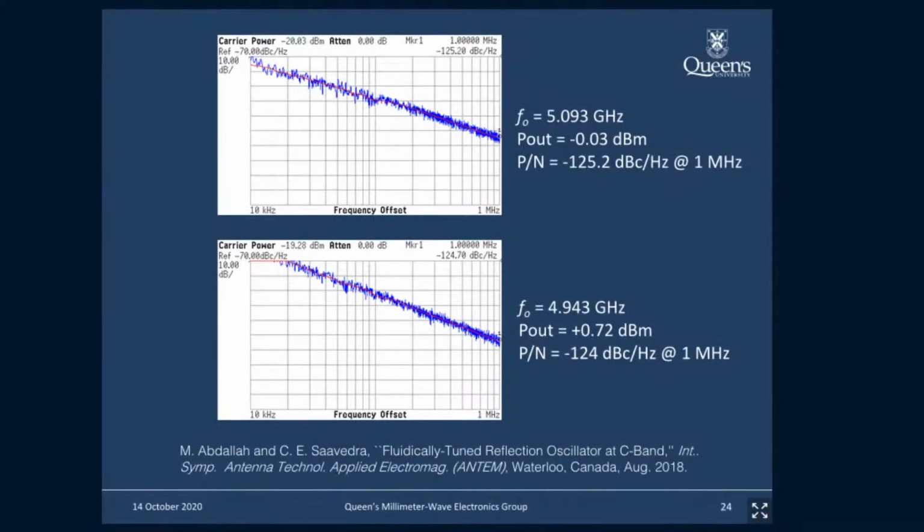And then here is the measured phase noise without water droplets at the free running frequency, 5.09 gigahertz. The phase noise of the circuit is minus 125 dBc per hertz at 1 megahertz offset. And after we tune it to 4.94, the phase noise is minus 124. So it's a negligible deterioration, almost less than a 1 dB hit on the phase noise. This helps to show us that with the fluid, we don't see a change in the phase noise, which is actually a good feature.